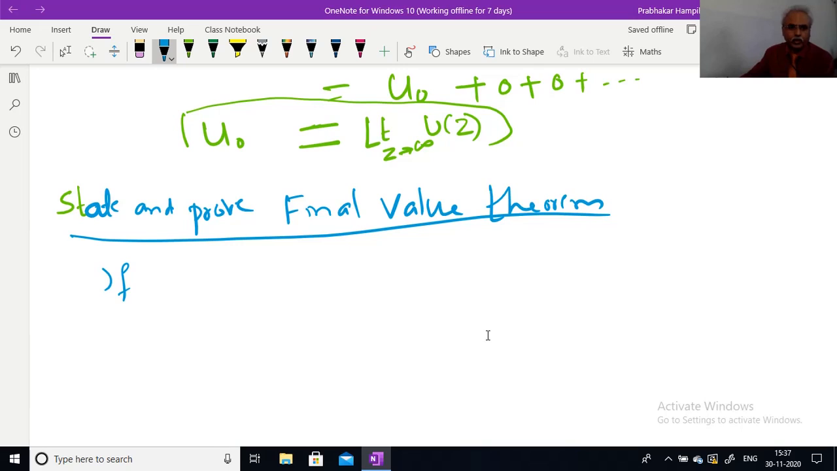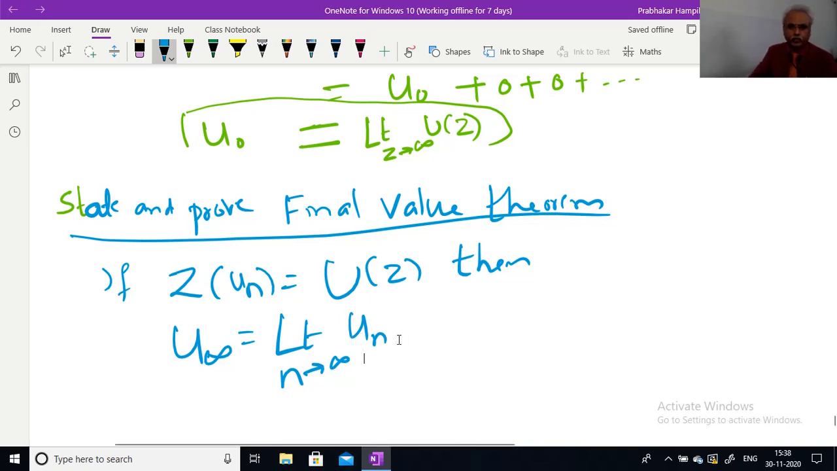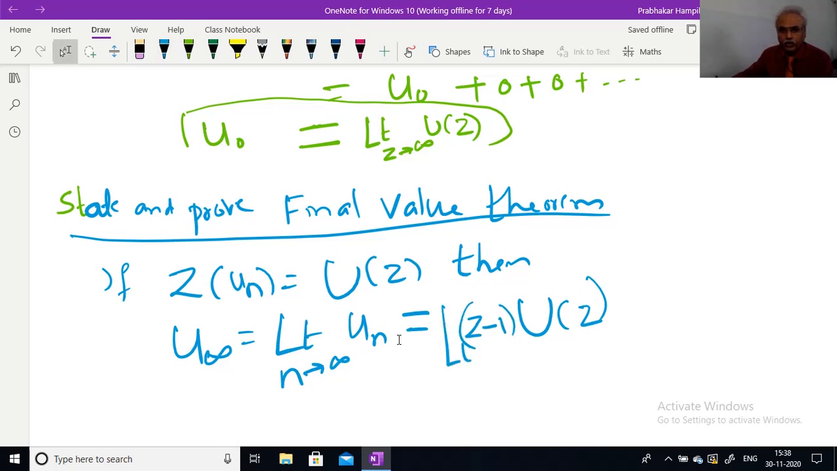So the theorem is: if Z is the transformation of the u_n function, suppose u(z) is some Z function, then u infinity, meaning the last term, which we usually don't write as the limit of the nth term as n tends to infinity, is given by, not directly taking infinity, but after multiplying by z minus 1 and after taking the limit as z tends to 1.